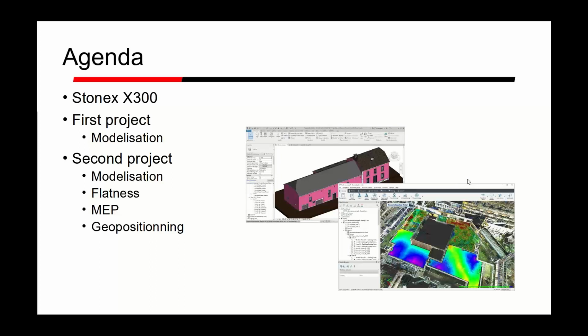The first project is a modelization project. It's a simple one, but it showcases some of the very interesting facts about this project. The second one is a bit more complicated project, quite interesting. I will show an example of a modelization that we did, Flatness, how we use it to do MEP, and some stuff about Geo Positioning.